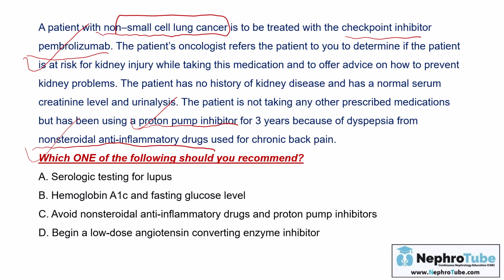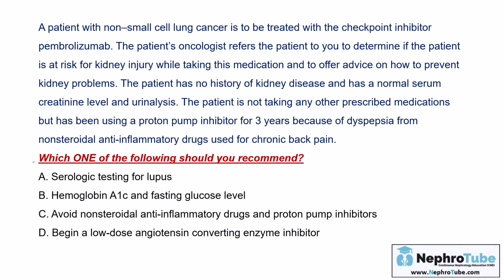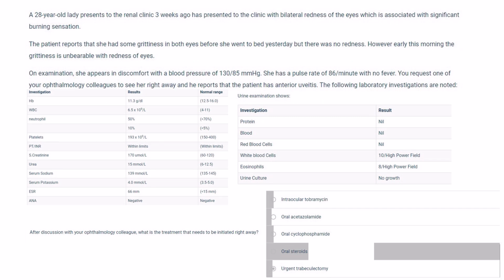So to decrease the risk of acute interstitial nephritis by checkpoint inhibitors, which seems to be the most important drug in this patient, the patient has to stop non-steroidal anti-inflammatory drugs and the proton pump inhibitors to decrease the risk of acute interstitial nephritis. Next case.